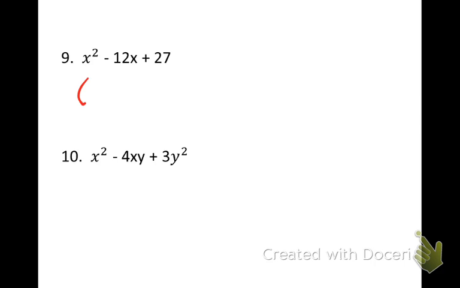Alright, again, two sets of parentheses, x and x. What do I know about my signs? Well, to get a positive and to get a negative as a middle term, they're both going to need to be negative. Factors of 27 that when I add them give me 12: 9 and 3. So x minus 9, x minus 3.